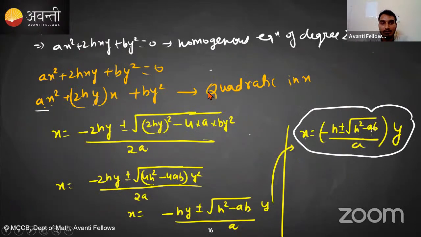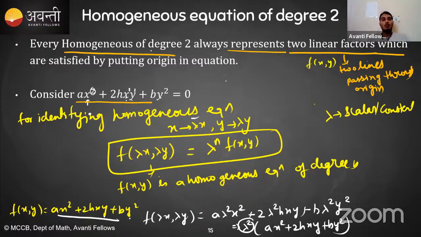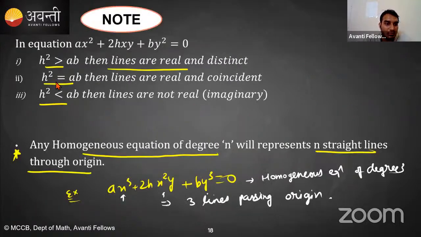After that, मैंने बोला homogeneous equation of degree 2 will represent two lines passing through origin, right? After that, if your h square is greater than ab, lines are real and distinct. H square equal to ab, lines are real and coincident. If h square less than ab, lines are non-real, means lines are imaginary.